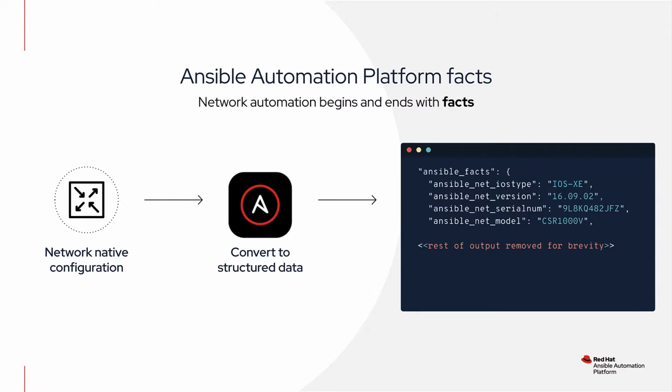So Ansible facts are key value pairs. You see a key would be ansible_net_iostype, and then the fact or the value is IOS-XE. So you can imagine really quickly as we get hundreds of these key value pairs that allows really easy information gathering. So imagine MTUs. That's one that comes up a lot if I'm mapping MTUs.